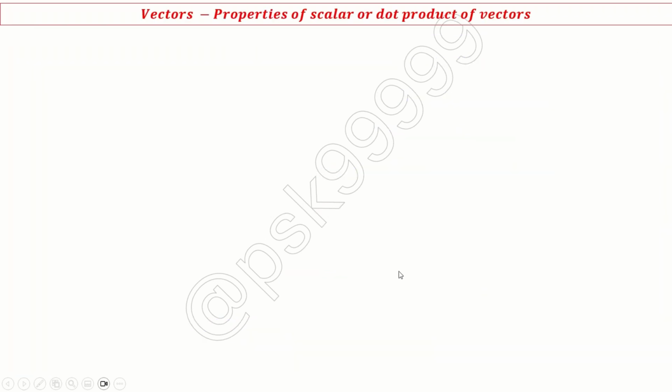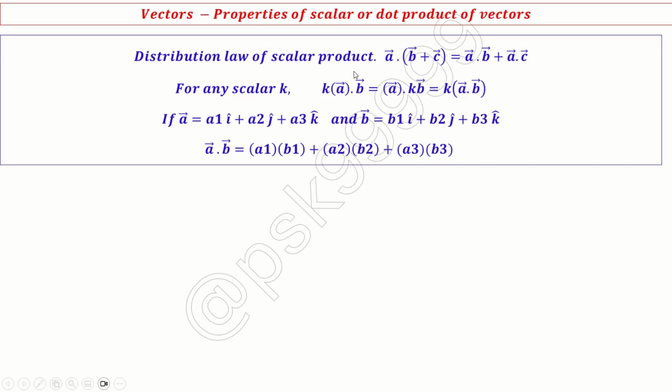And then also a few more properties of the scalar product. Distribution law of scalar product, okay, over vector addition. So A dot (B plus C) is equal to A dot B plus A dot C, just like multiplication over addition. For any scalar K, K times A dot B is equal to, you can put the scalar multiplication anywhere. So that is what this is. And this is the most important. This is what we used in the previous exercise.